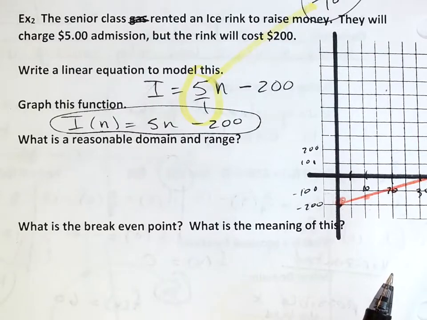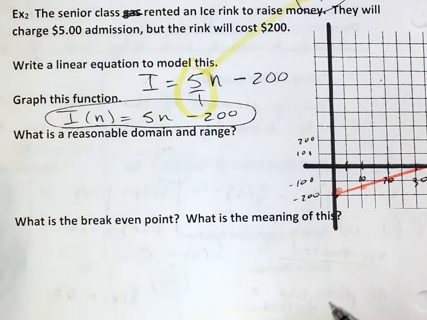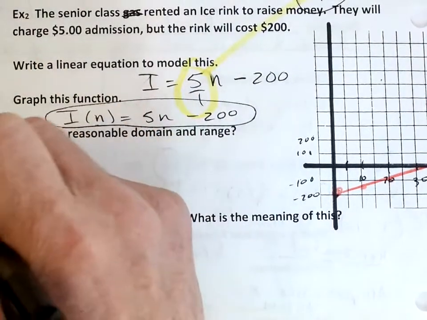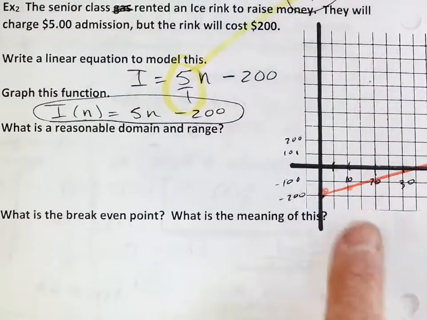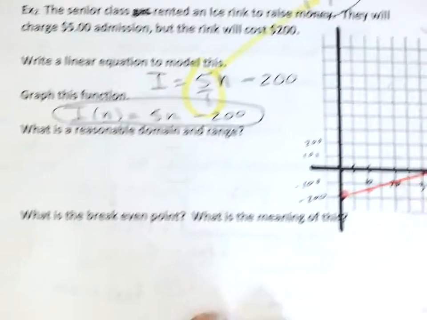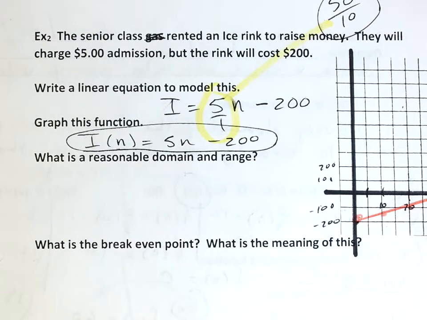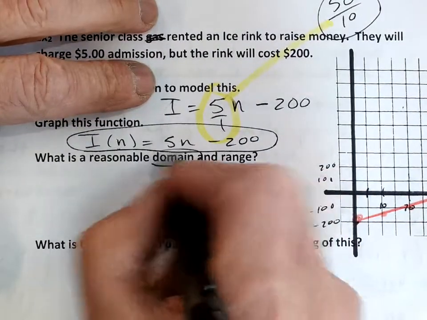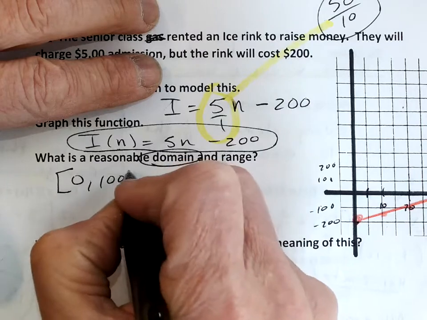Now, reasonable domain. Cameron, how many kids are in the senior class? Maybe 100? Yeah, about 100. So let's just say we've got 100 kids. Domain is the number of kids, right? So hopefully everybody in the senior class is going to show up. So what do you think? Domain. 0 to 100, right? So I'm going to say my domain is 0, 100. There's my domain.